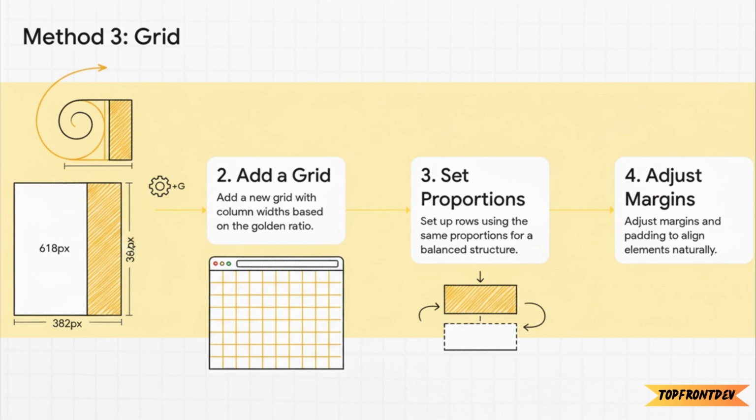And for your big, full-screen layouts, the layout grid is going to be your best friend. Just pop open your layout grid settings, you're going to add a new grid, set it to columns, and just create 2 columns based on the ratio. So on that 1,000 pixel frame, you'd have one column that's 618 pixels wide and another that's 382. That's it. Instant, beautiful, harmonious layout.